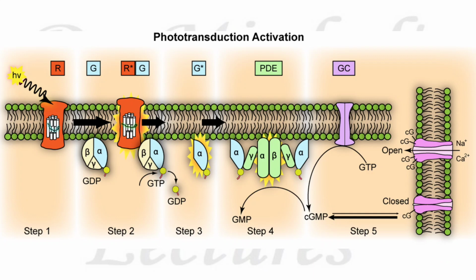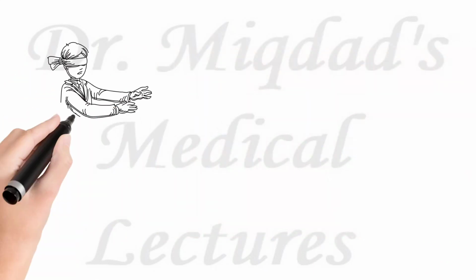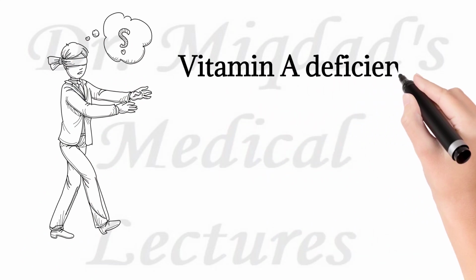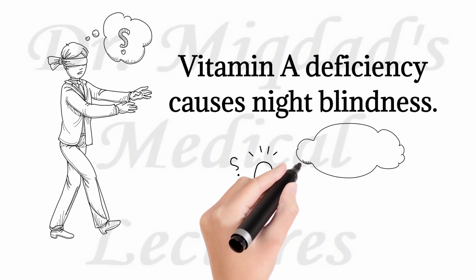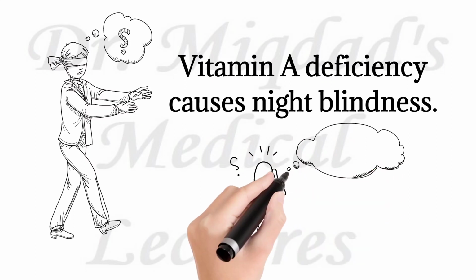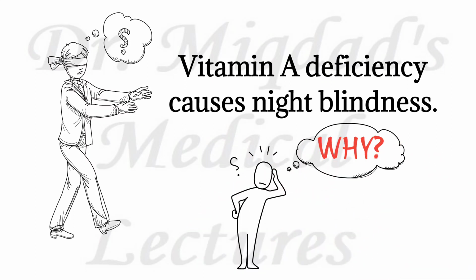Now at this point I want to discuss a very important preventable condition of the eye which develops due to vitamin A deficiency. This condition is night blindness, also known as nyctalopia. We already discussed before that retinal is an important component of photopigments in rods as well as cones. So in case of severe vitamin A deficiency, the amount of retinal and rhodopsin that can be formed are severely depressed.